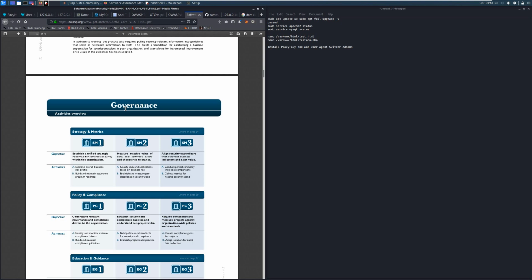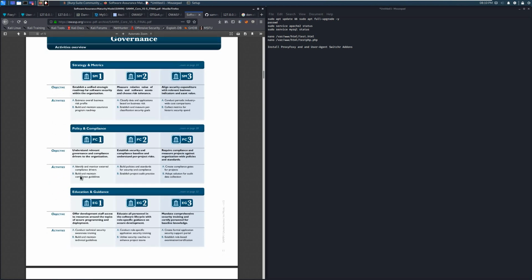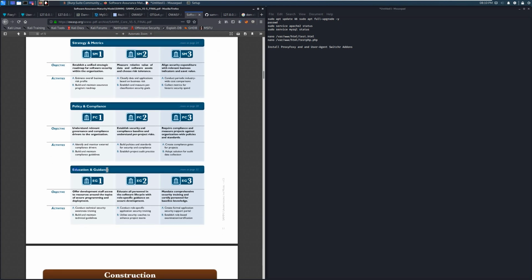Again, we are skipping the other categories. We won't really touch them, like strategy and metrics. We are only interested in education and guidance. So here, this is already important for us, education and guidance, and you can actually read here what is the objective for level 1. Offer development staff access to resources around the topics of secure programming and development. And that can be divided into two activities: conduct technical security awareness training and build and maintain technical guidance. So this is, as I said, a high level overview, so you know what you can expect in this security practice.